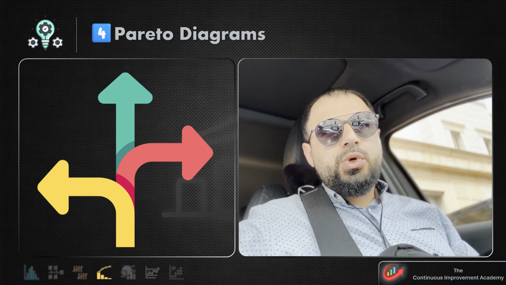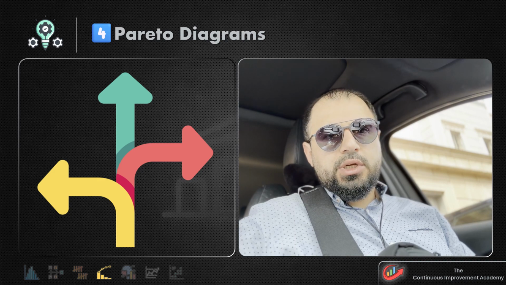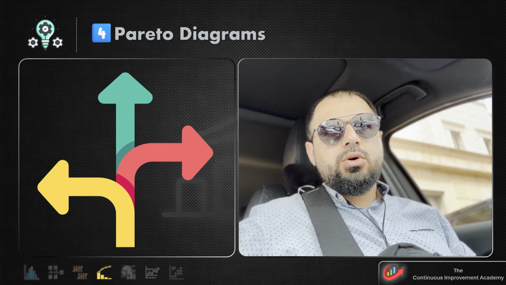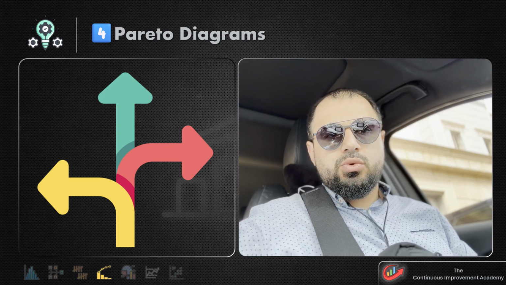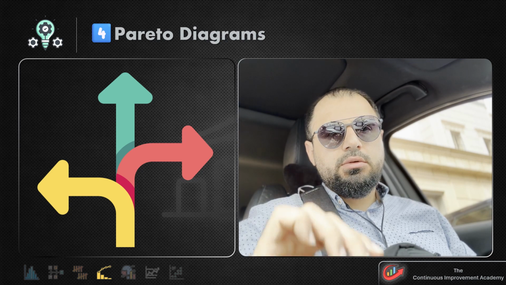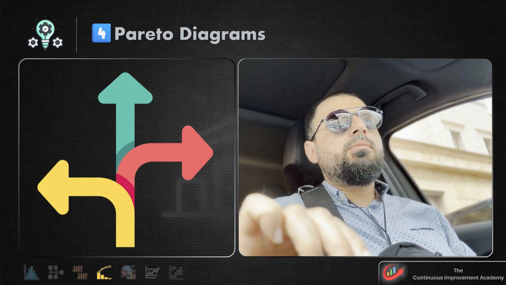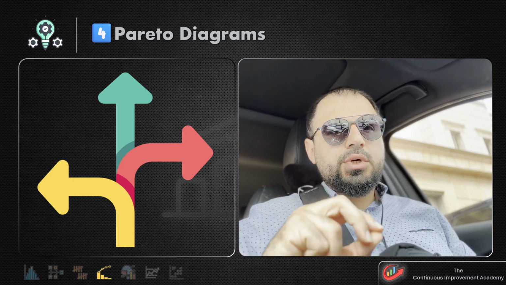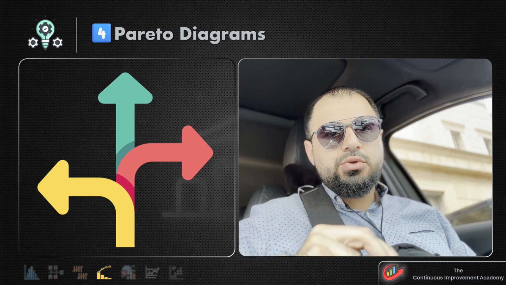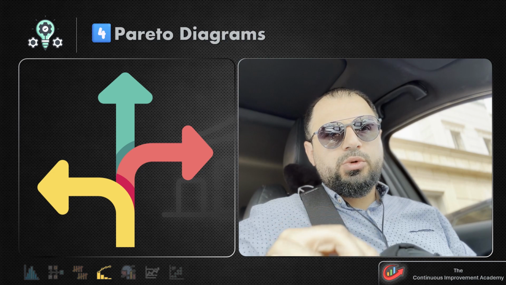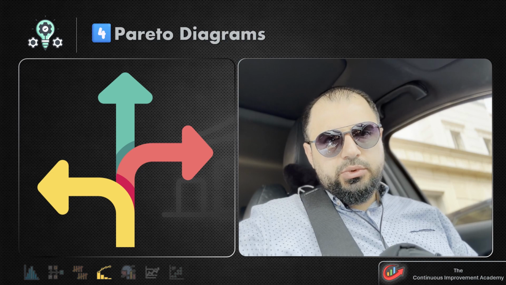So we need to figure out a way to prioritize the issues, improvement opportunities, or potential causes in a quantifiable way that allows us to identify the vital few opportunities, issues, or causes, and focus on them rather than wasting our efforts on the trivial many. And here the Pareto diagrams can be very helpful.